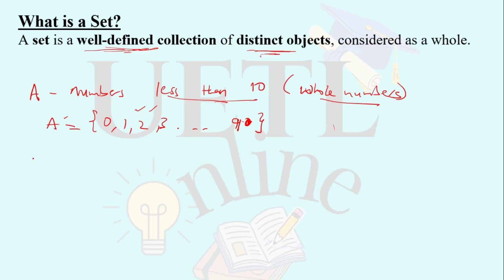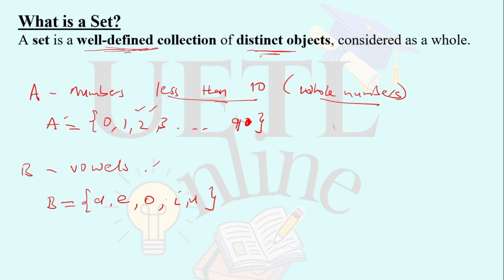The other set we can call set B. Set B contains vowels of the English alphabet. We want to know what the vowels are. The elements of set B are A, E, I, O, U. These are our vowels.